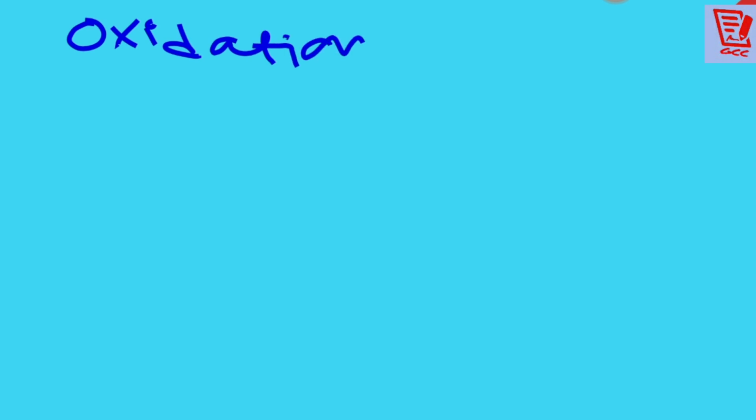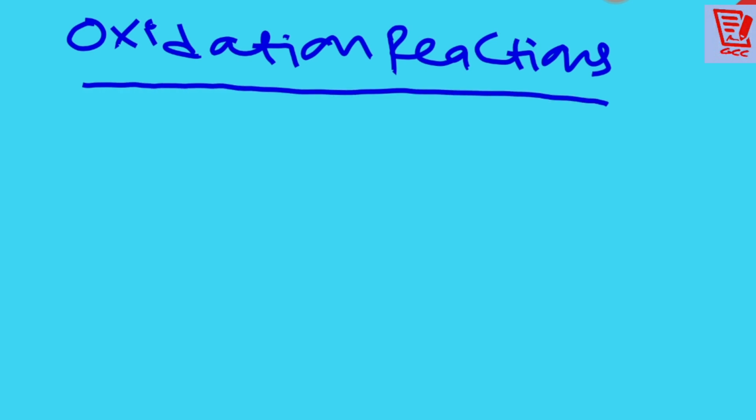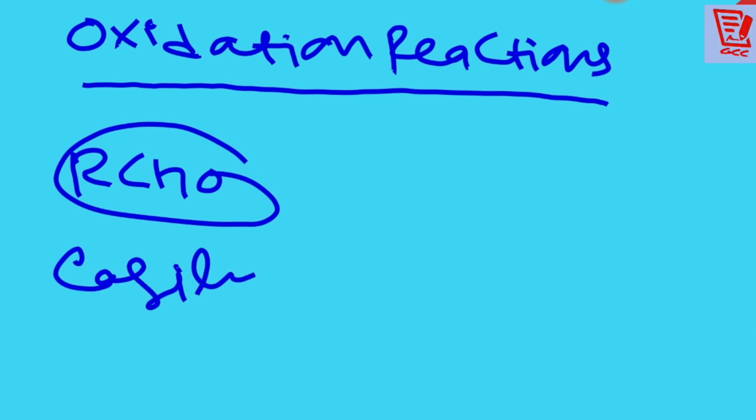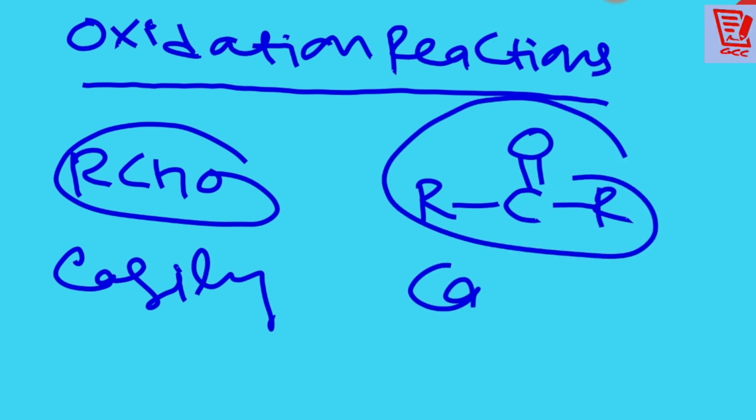Oxidation reactions. Whenever we are talking about oxidation reactions, we should first know very well that in the oxidation of aldehyde and ketone, aldehyde can be oxidized very easily, but ketones cannot be oxidized easily. Aldehydes are oxidized very easily as compared to ketones.